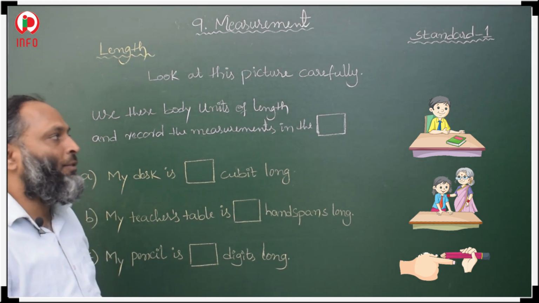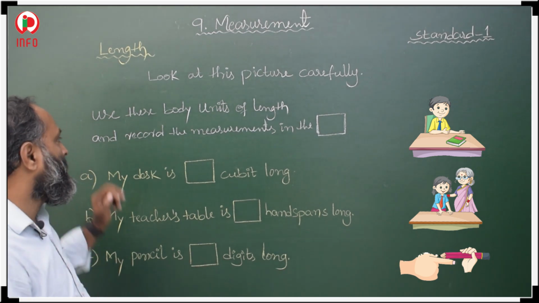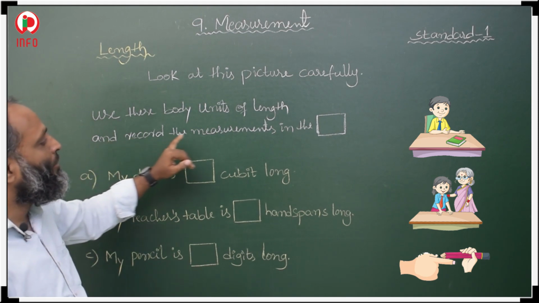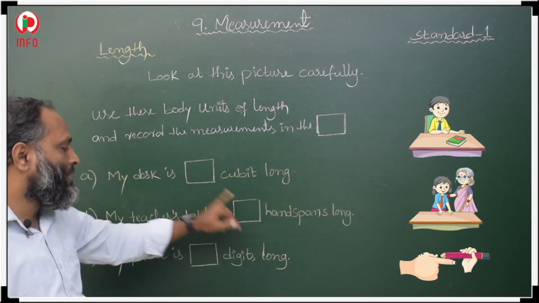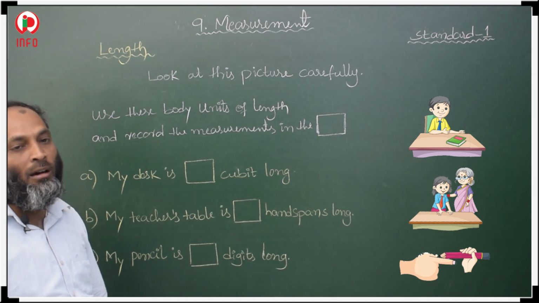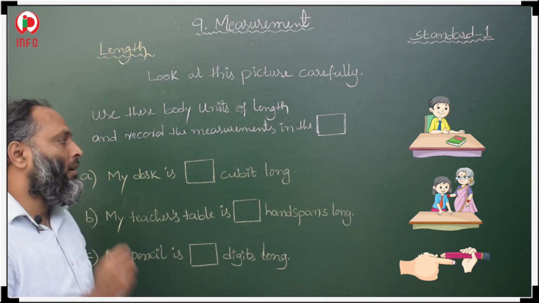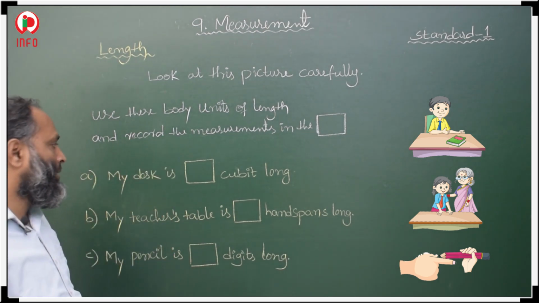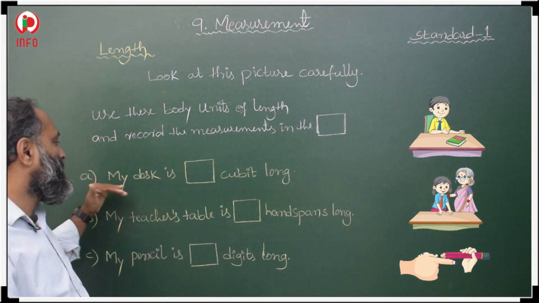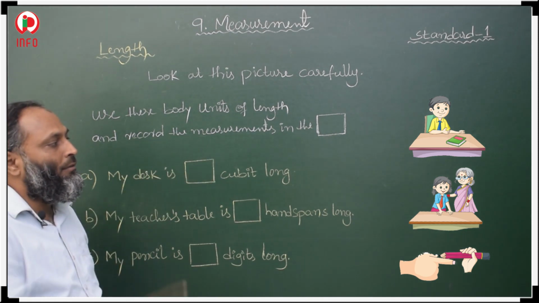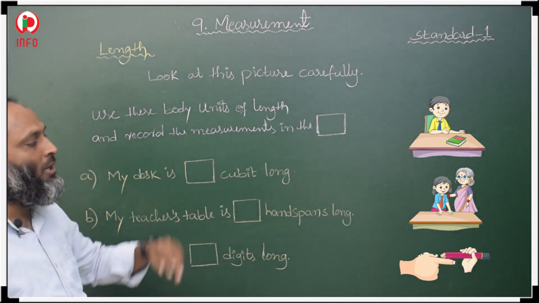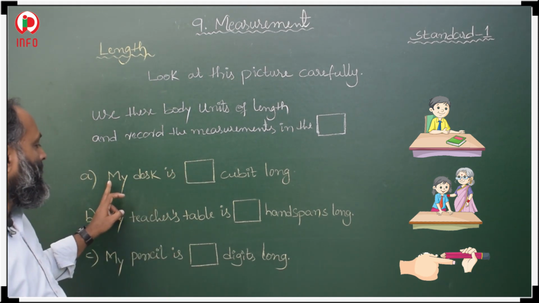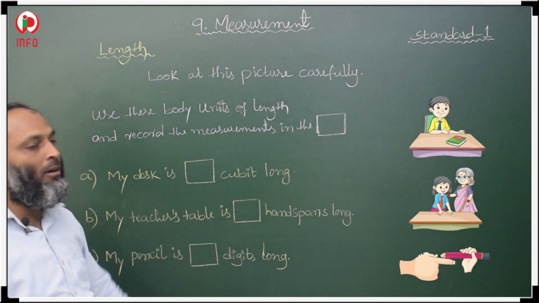See here. Then after that, what question has he given here? Use these body units of length and record the measurements in the given boxes. In these boxes, we have to record our lengths. Okay. What is the first question according to the first picture? This first question is based on your first picture. So what is the first picture? The boy is sitting in front of a table. So what is the first question? My desk is dash cubit long.